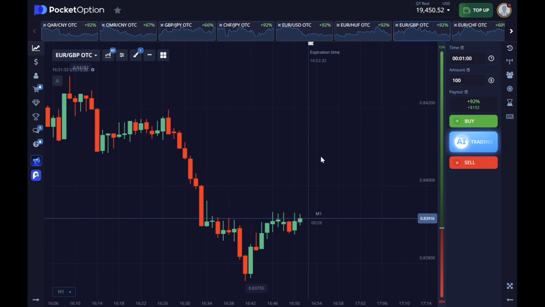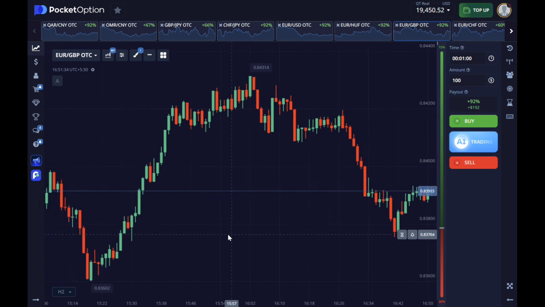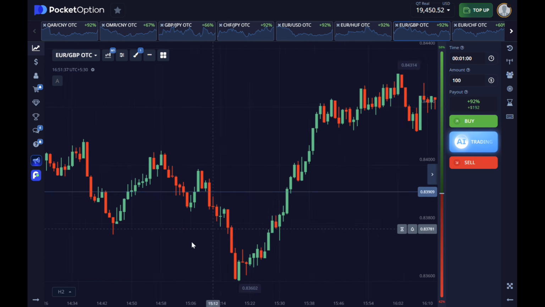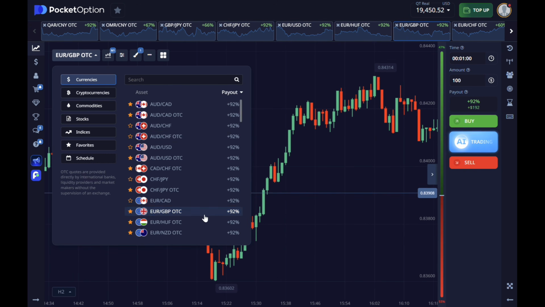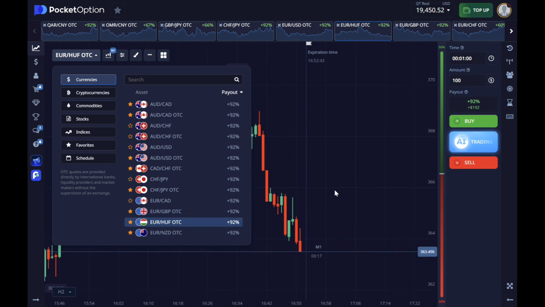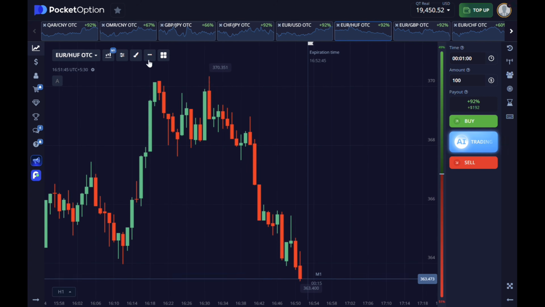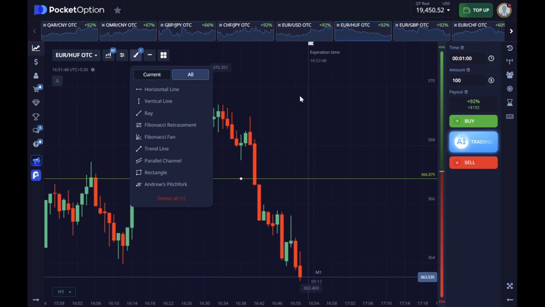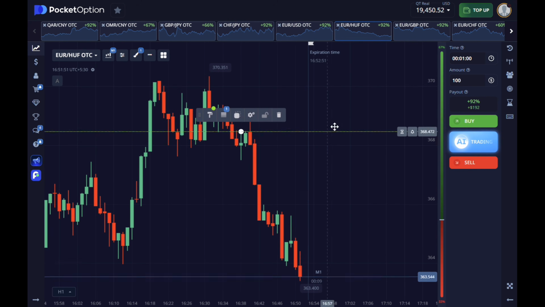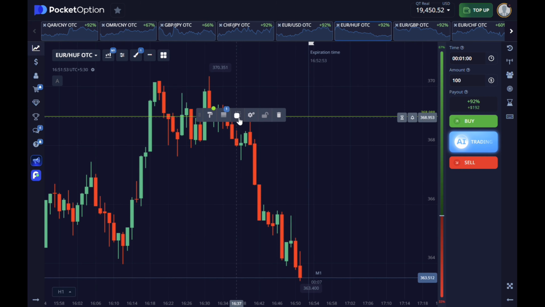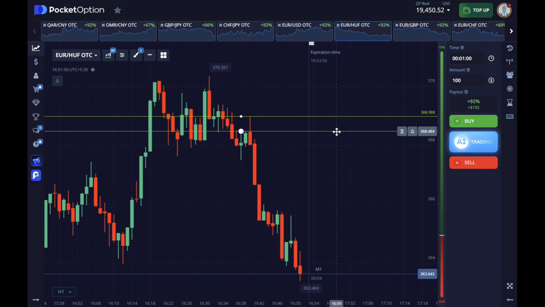So let's change the chart here because we don't have that much time. I'm trying to look at as many examples as possible in the chart. So let me check EURCHF to see how the market is moving. It looks something like this here. So I'll try to mark the level with a horizontal line. On the upper side, I saw a long wick. So I've marked the level there.